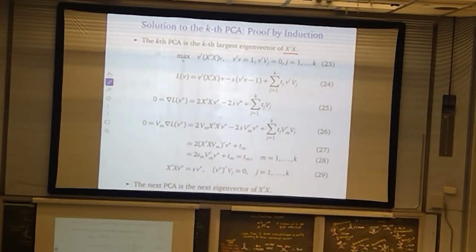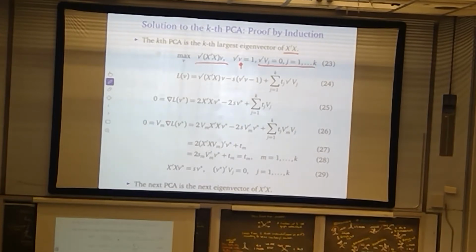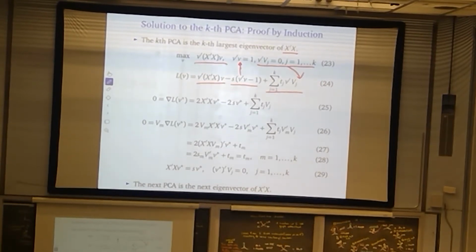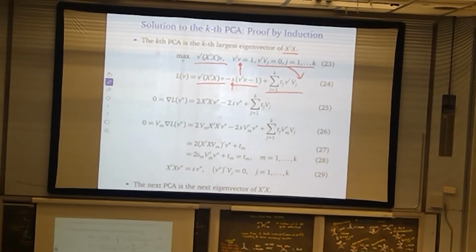Now, the problem we need to solve is to maximize this criterion. We need to find a new V. This V is perpendicular to all the previous PCAs. And again, we form the Lagrangian, and we have the objective, the unit norm constraint, and the orthogonality constraints. For each constraint, we introduce a dual variable. This is S, and for each of these, we have a T_j.